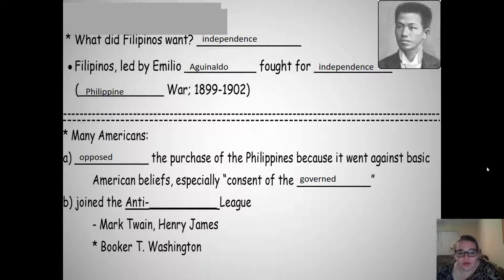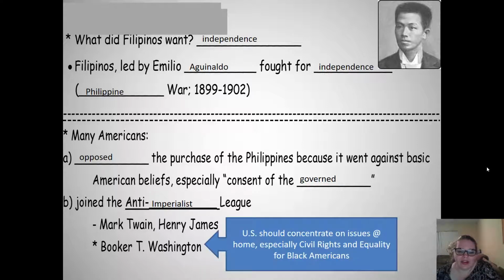Those Americans who don't like this are going to join the Anti-Imperialist League, which has some really big, heavy hitter names. Mark Twain was an anti-imperialist. Henry James, another major author, was an anti-imperialist. Booker T. Washington was an anti-imperialist, only he was anti-imperialist for a different reason. He said that the United States needed to concentrate on fixing its race issues at home, especially civil rights and equality for Black Americans, before they ever tried to go someplace else and take over somebody else.